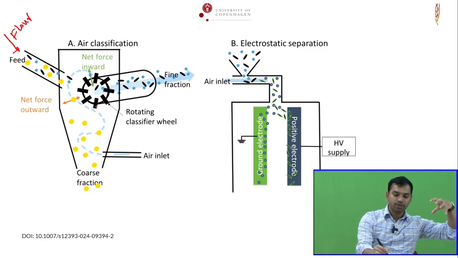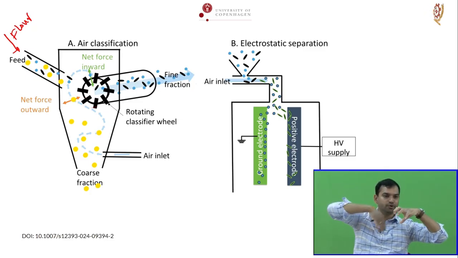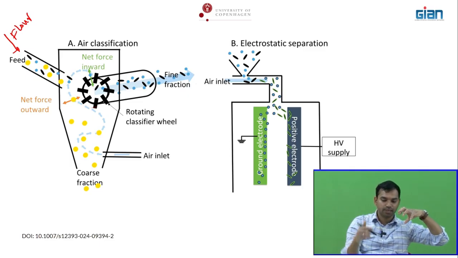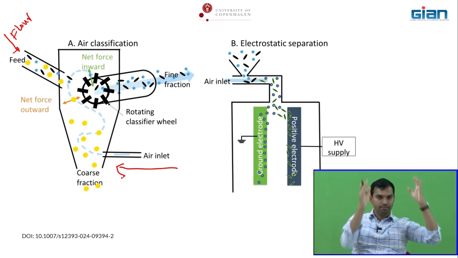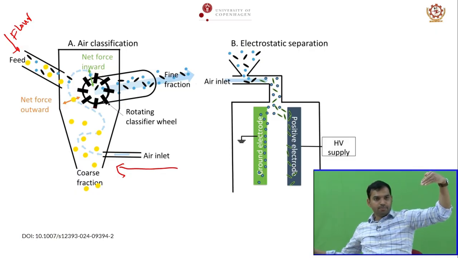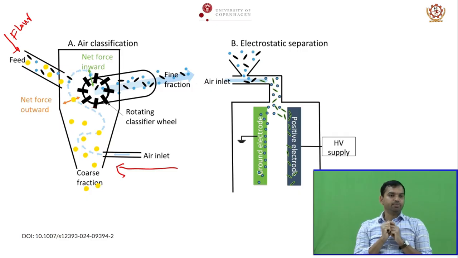And then there is actually a wheel that continuously rotates, creating the centrifugal force, and we supply air in this direction, okay? It's just a chamber, you're getting the feed, and there is something rotating here, then you supply air in this direction. Now what happens is separation takes place because every particle has its own density. Do you agree? Its own size and its own density.